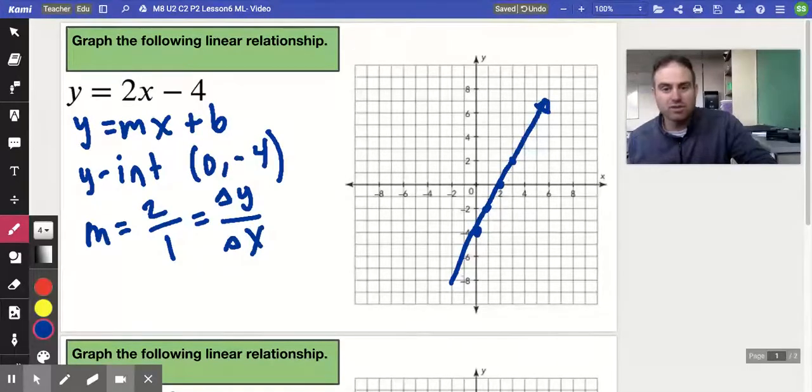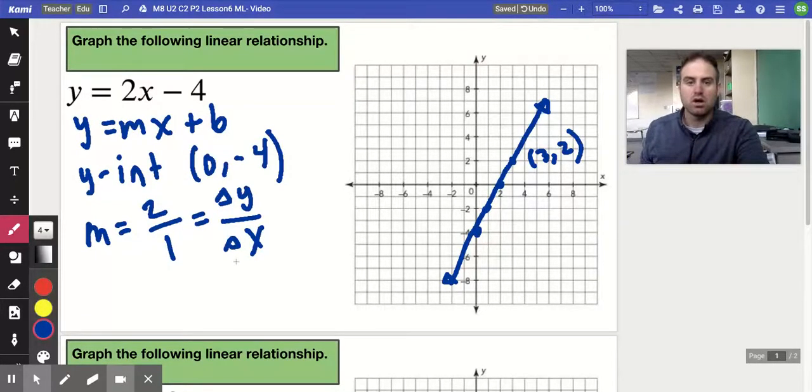Now, the best way to do that would be to lay down a ruler or use a line tool. But this is a sketch of a graph. And these ordered pairs would all be on the line. This ordered pair here is (3, 2). And it is a point on my line.